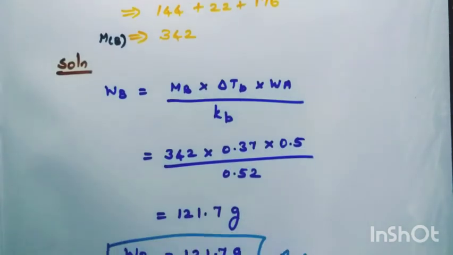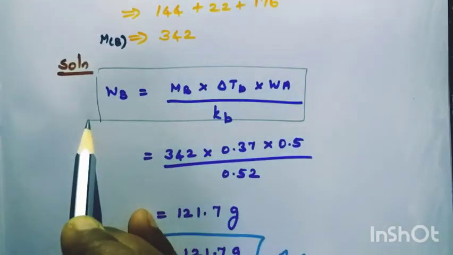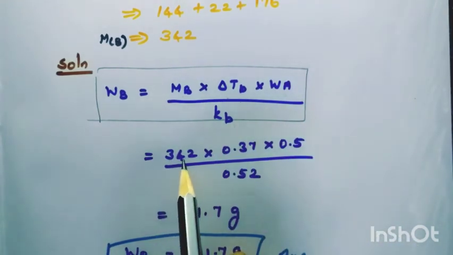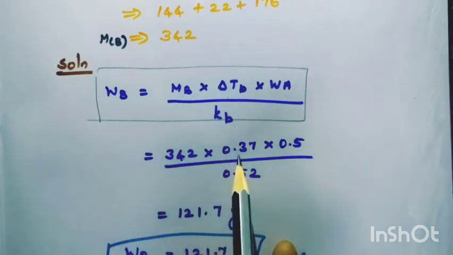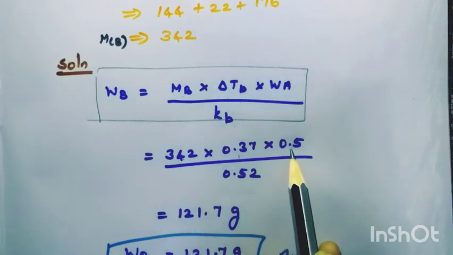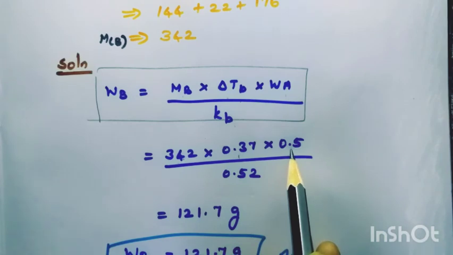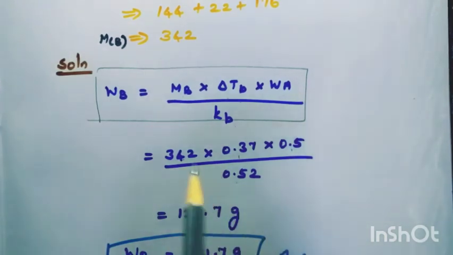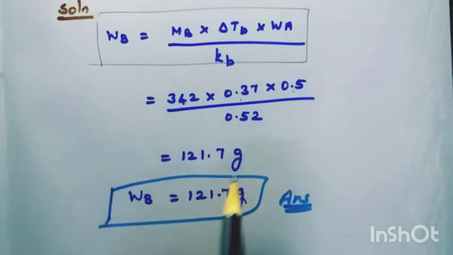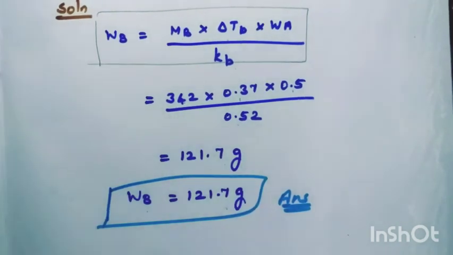342. Now, let's substitute all these values in the formula. What is our formula? WB equal to MB into delta TB into WA by KB. What is this MB? Molar mass of sucrose. Delta TB we found, no, 0.37. And what does the A mean? Solvent, water. In kilogram it is 0.5. KB is given. So, by substituting all these values, we get 121.7 gram. So, WB is equal to this one. So, in-text question, we are going to complete.